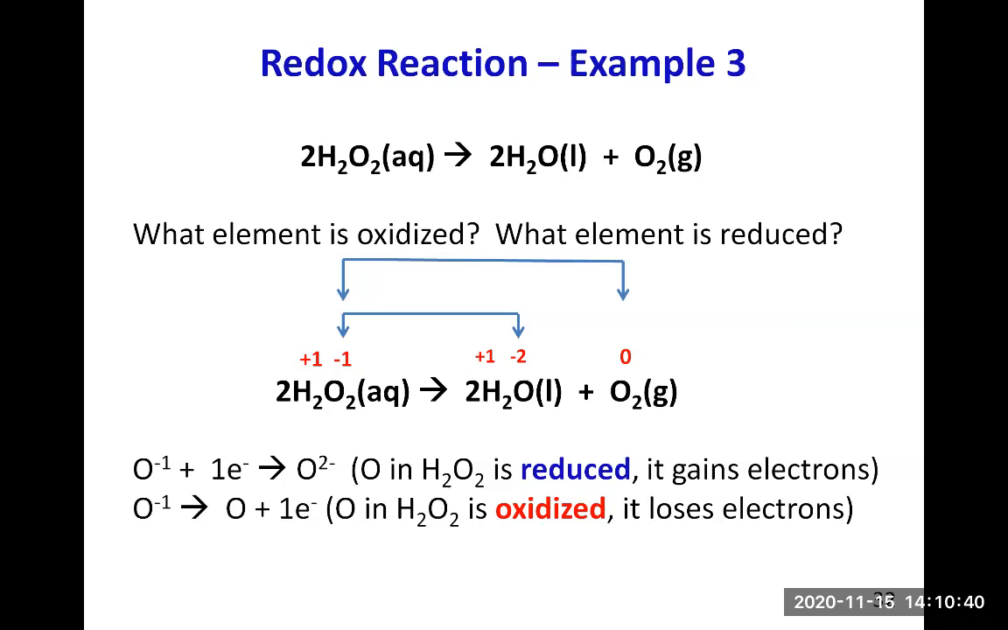oxygen. So for that oxygen, it is an oxidation because it loses an electron. It lost an electron to become the oxygen in its 0 charge state. So that oxygen is oxidized. So you see how the 2 oxygens from the hydrogen peroxide, H2O2, become different kinds of oxygen afterwards.